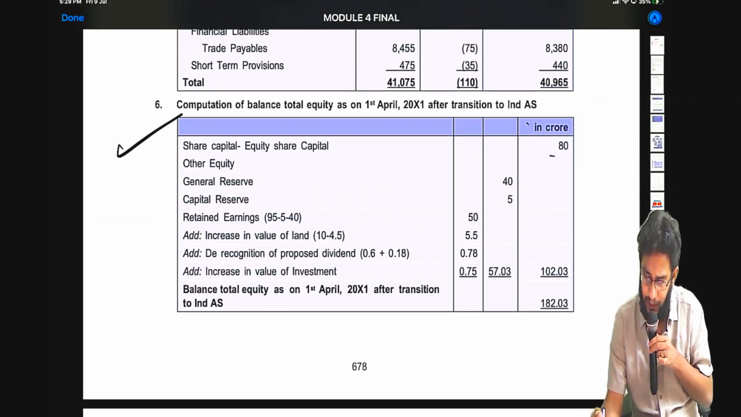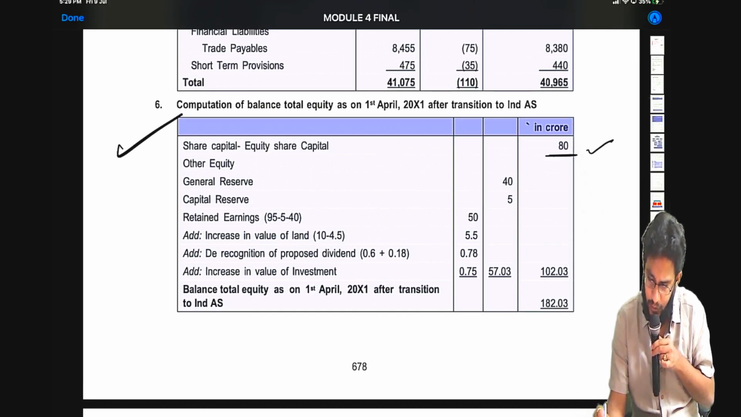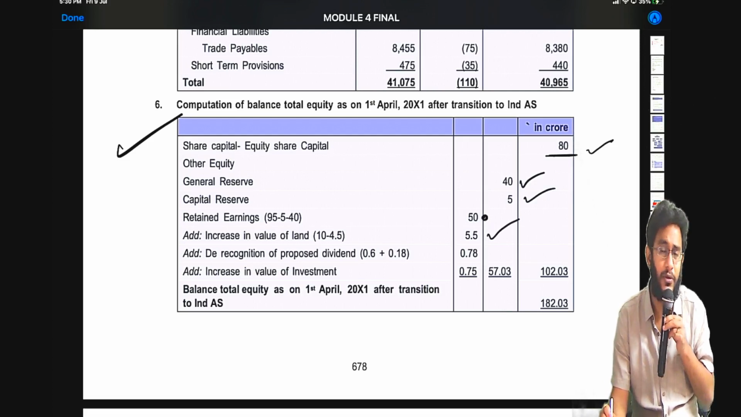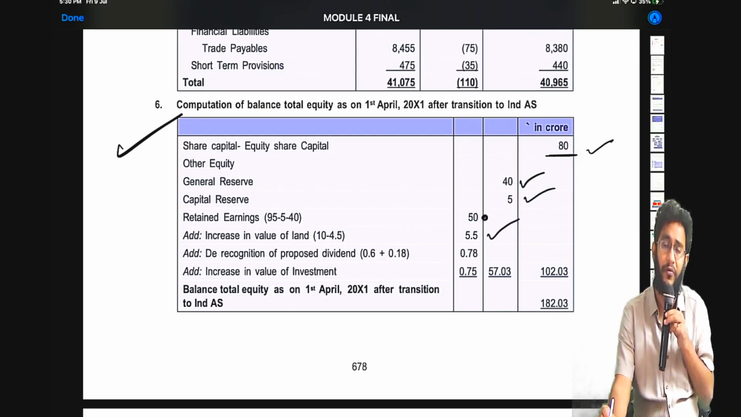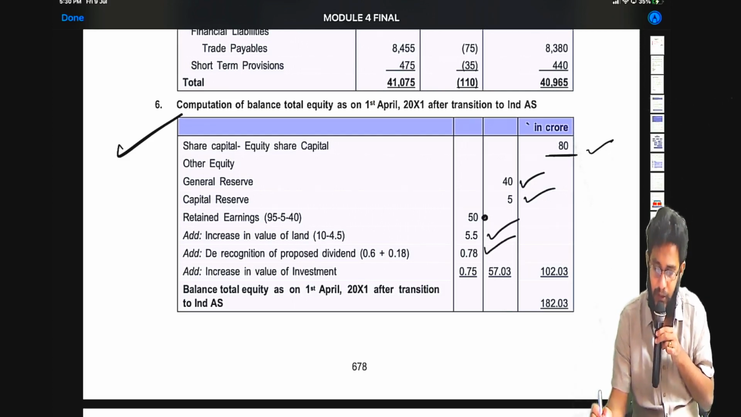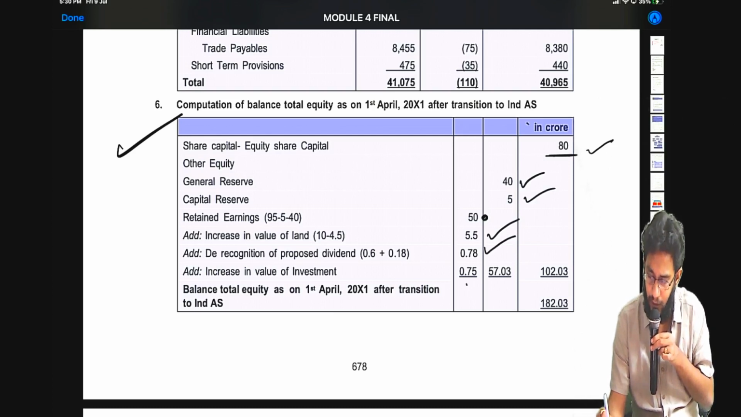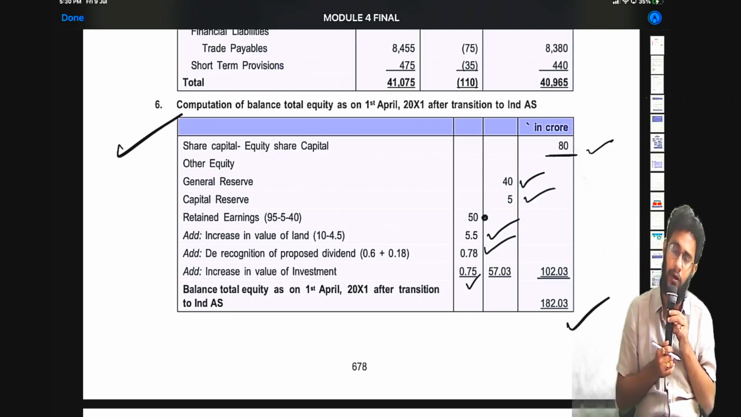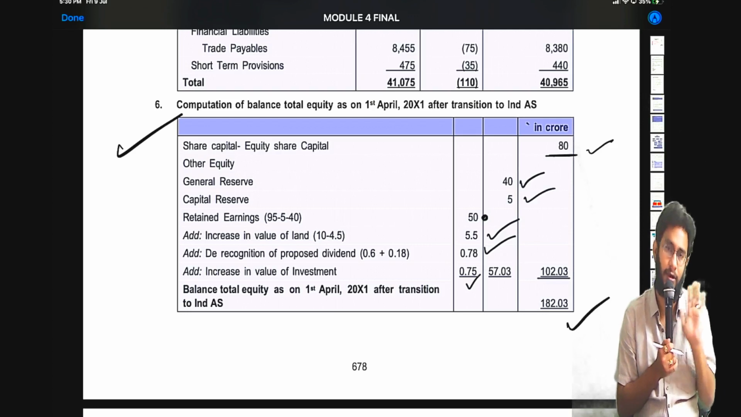This is your equity capital 80, let it be there. Your general reserve of 40, that's fine. Capital reserve is 5, already there, is fine. Retained earnings balance is 50 originally. To that, land increase of 5.5 crores. Proposed dividend provision, whatever you have created, you have to write it back, 0.78. Investment value 0.75 increase. So net 102.03 is your total reserves. So this is your final equity balance, 182.03 as per Ind AS.